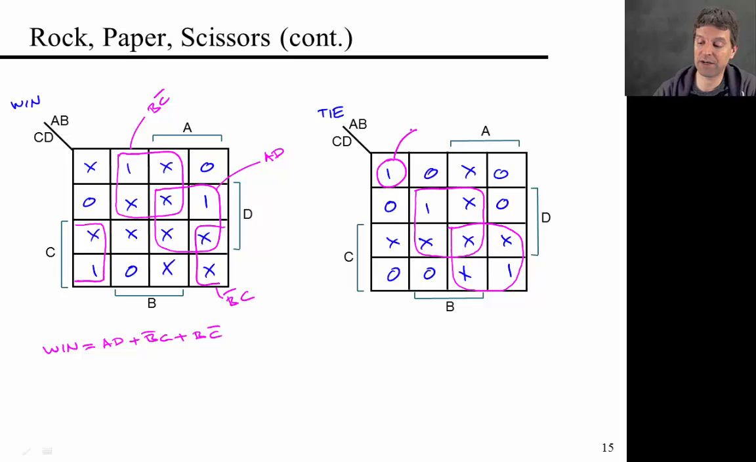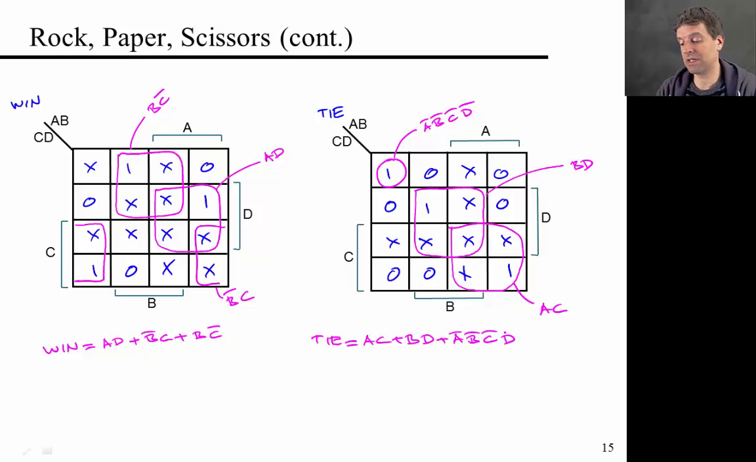So this circle up here is not A, not B, not C, not D. This one here is BD, and this one here is AC. So tie is AC or BD, or not A, not B, not C, not D. Okay, good. So now I hope this example has given you an idea of why kmaps are powerful and how to use them.